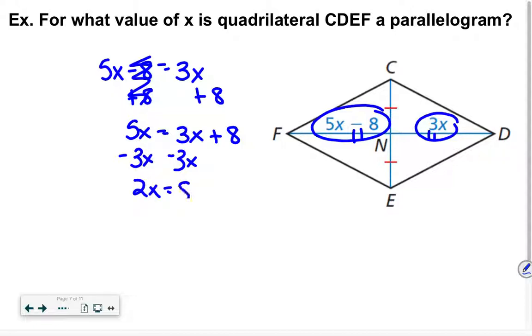You get 2x equals 8. And then we never miss the division part. X equals 4. Okay, otherwise, in the beginning, you could have just minus the 5x over and gotten negative 8 equals negative 2x and then divide right away. Good. Don't have to plug 4 back in. It just says what value of x makes it a parallelogram.